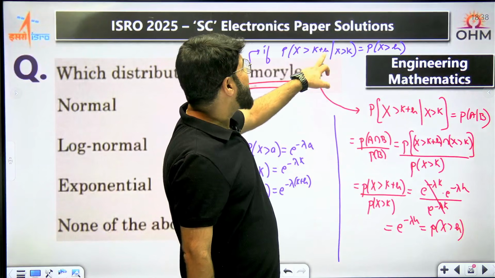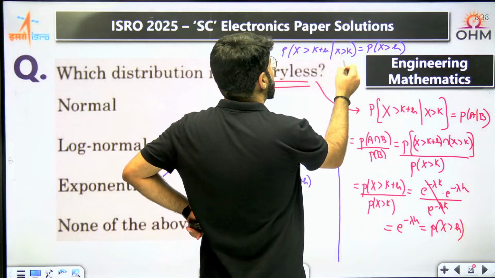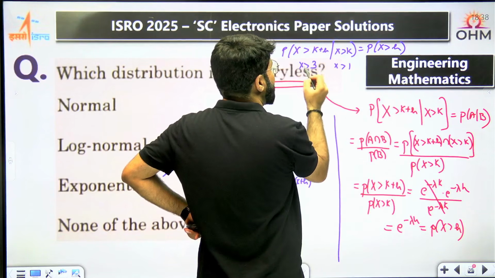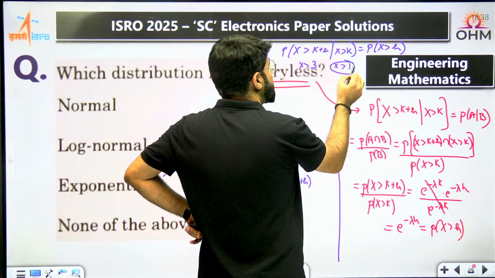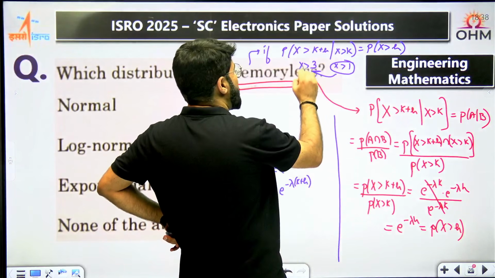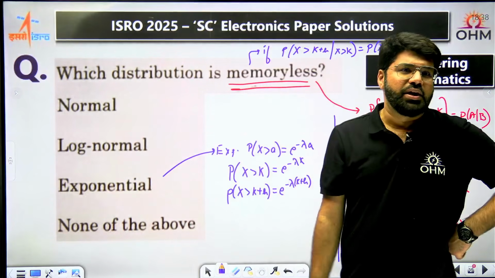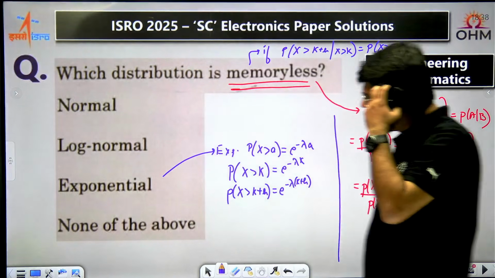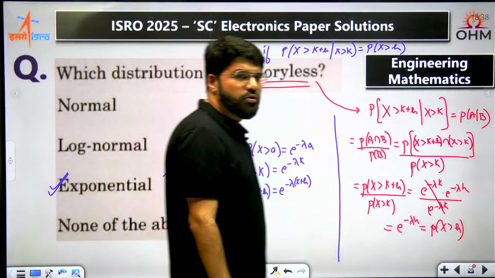That means how much ahead of k. Let me help you understand with values. Suppose I tell you the probability x greater than 1, and here I ask you the probability x greater than 3, the answer will be probability x greater than 2. If you already know the probability x greater than 1, only the extra 2 you have to calculate additionally. It will not require the probability up to that one. That is what memoryless is. So exponential follows the memoryless case.